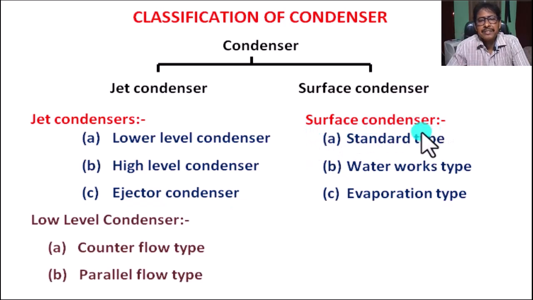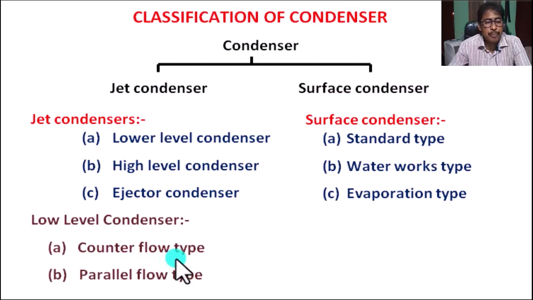Surface condenser is again divided into three parts: A, standard type; B, waterworks type; C, evaporative type. Low level condenser is again divided into two parts: A, counter flow type; B, parallel flow type. Mainly divided into two groups, jet condenser and surface condenser. Here, low level condenser is divided into two groups, counter flow type.